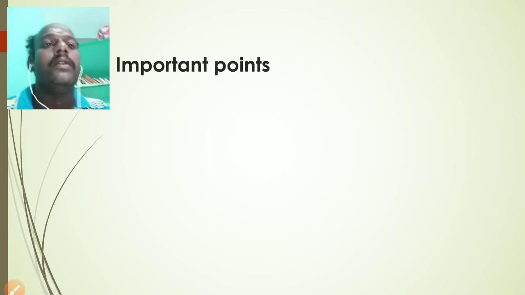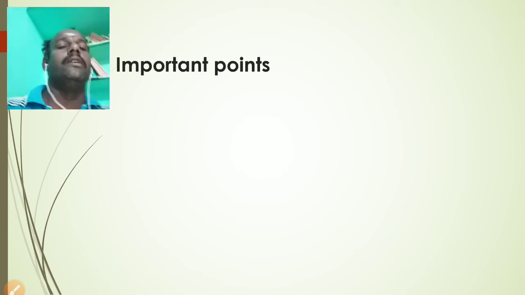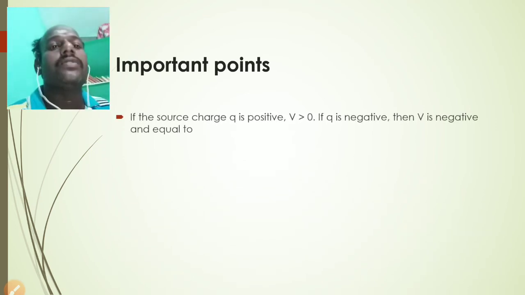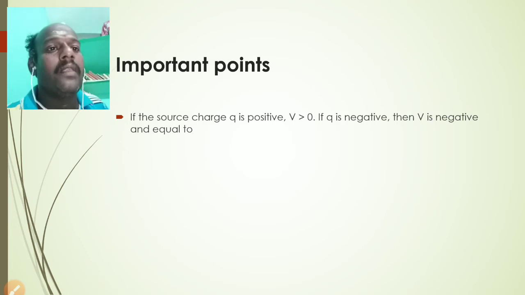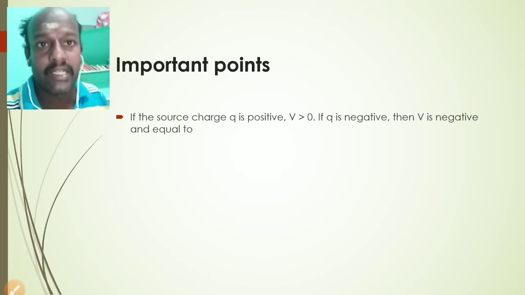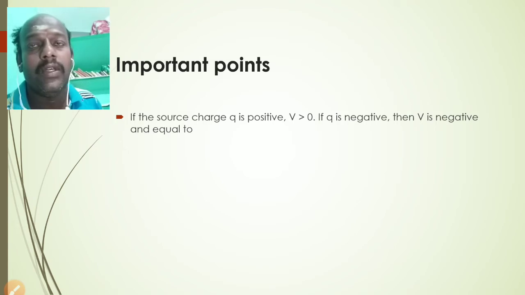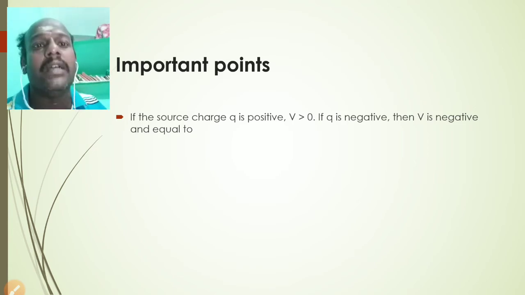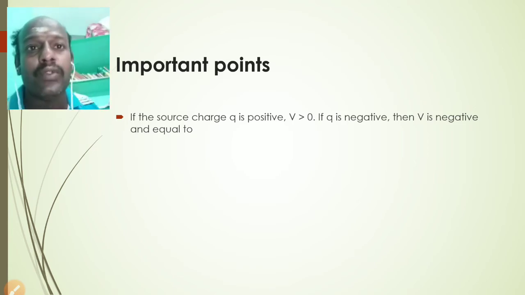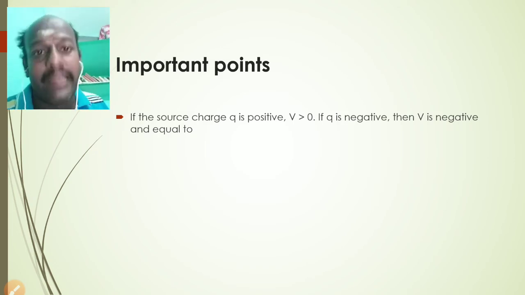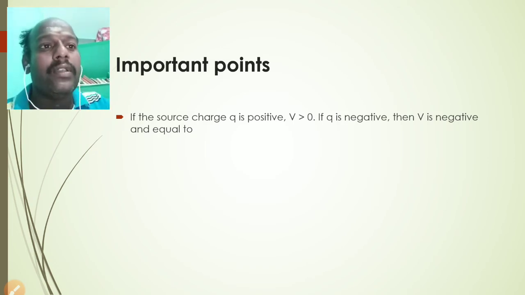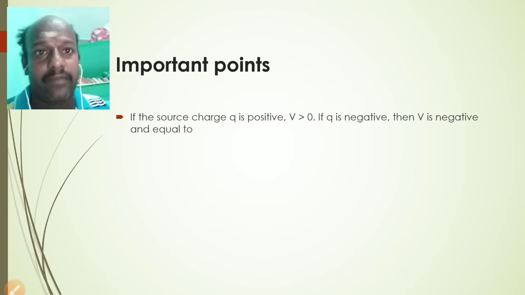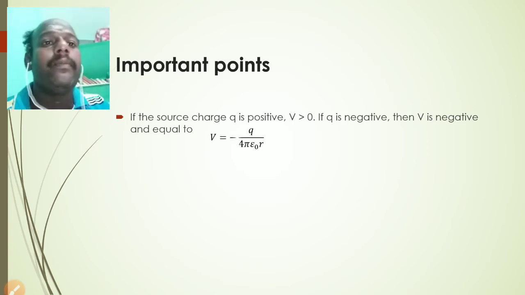Now, the important points have to be noted. If the source charge is positive, V is greater than 0, that is, the electrostatic potential is greater than 0. What is its meaning? When the charge is positive, the electric field lines move out from the charge, so I have to do work against the electric field. If Q is negative, V is also negative, so V is equal to minus Q by 4 pi epsilon naught R.